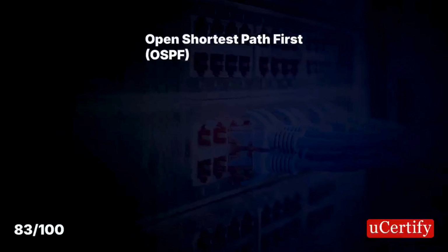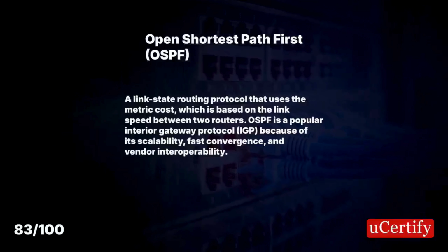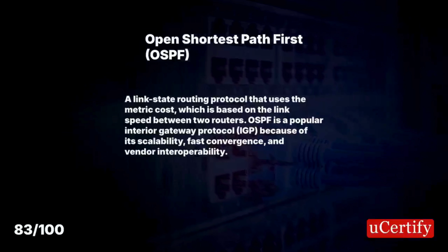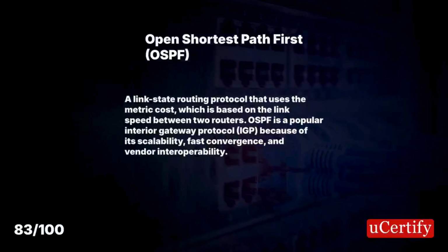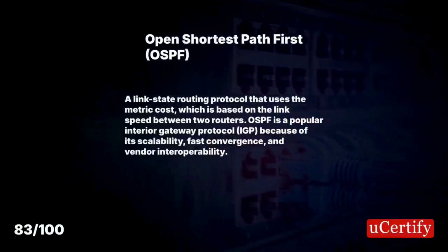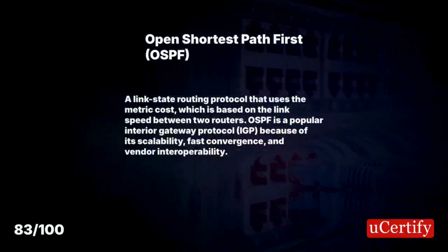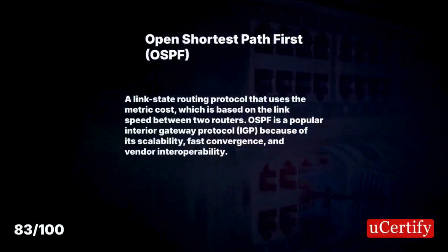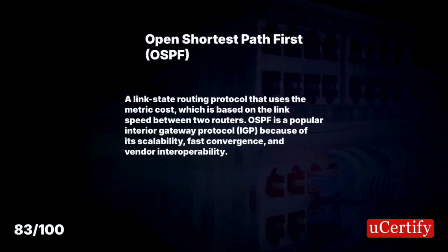Term: open shortest path first, OSPF. Definition: a link state routing protocol that uses the metric cost, which is based on the link speed between two routers. OSPF is a popular interior gateway protocol, IGP, because of its scalability, fast convergence, and vendor interoperability.